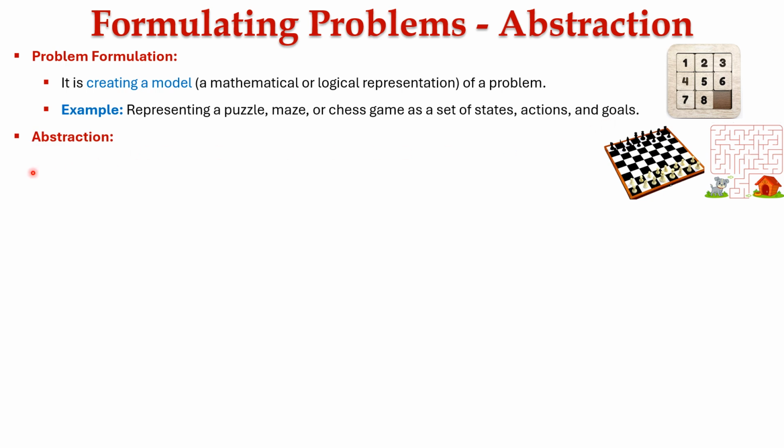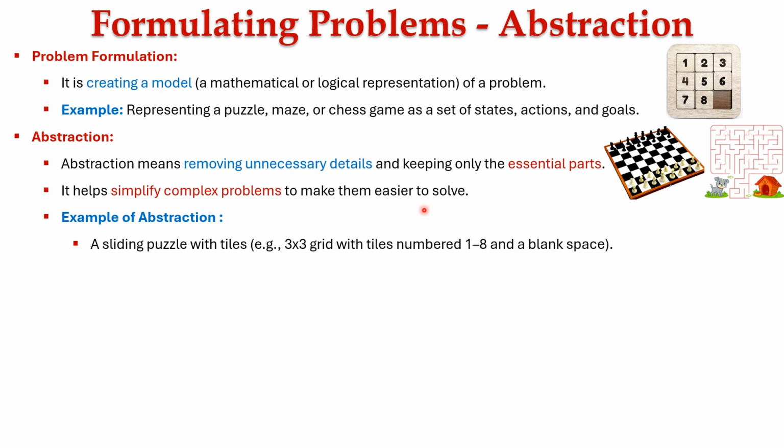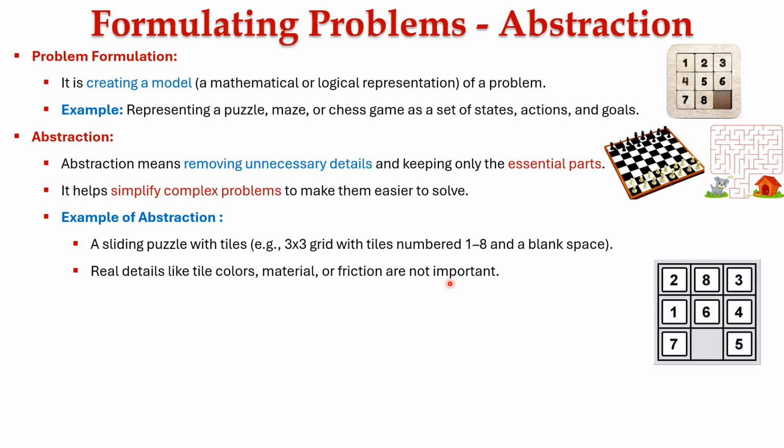The core concept of problem formulation is abstraction. Abstraction means removing unnecessary details and keeping only the essential parts. It is mainly used to simplify complex problems and make them easier to solve. An example of abstraction is a sliding puzzle with tiles. Here, the real details like tile color, material, or friction are not important.